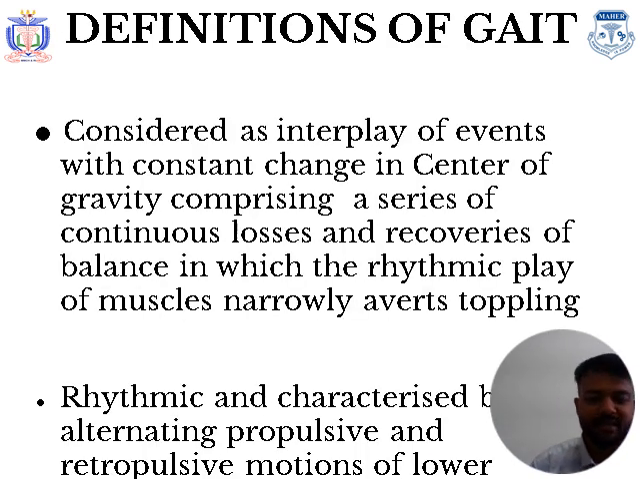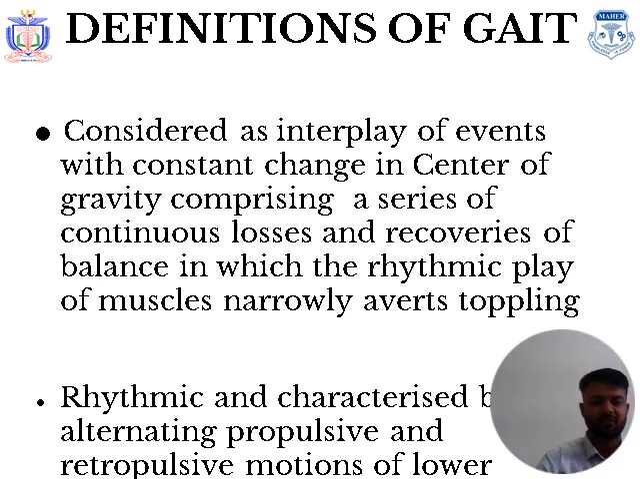Definition: gait is defined as an interplay of events where there is a constant change of gravity of the body, with continuous losses and recoveries of balance, in a rhythmic interplay where they narrowly avoid toppling. Which actually means there will be a loss of balance and the gaining of balance, with a narrow margin where it narrowly avoids toppling. This is the actual definition of gait.